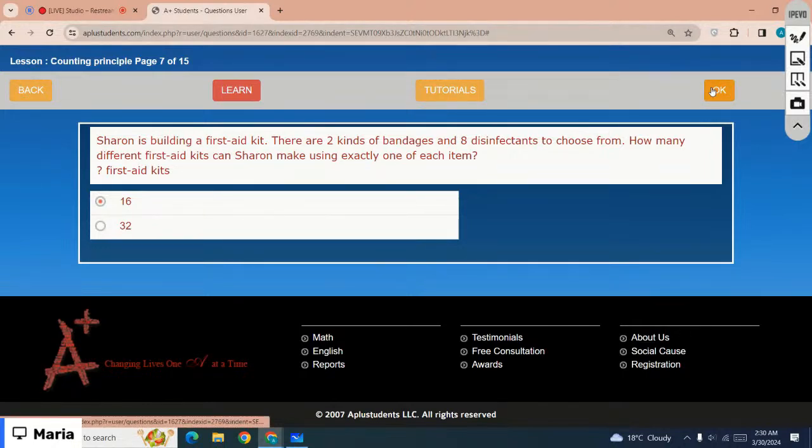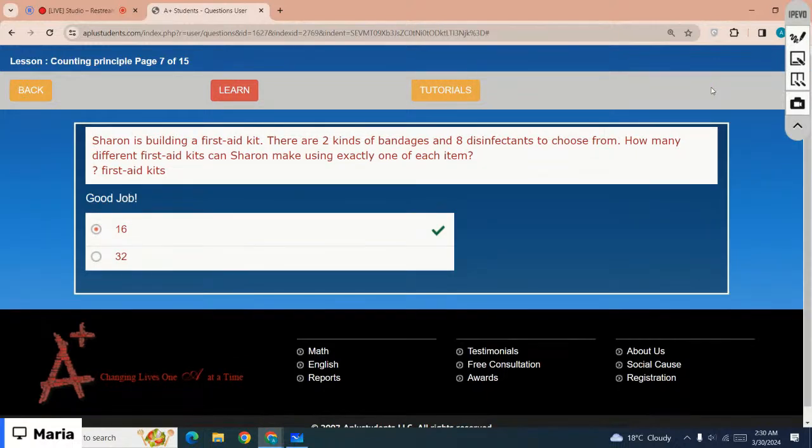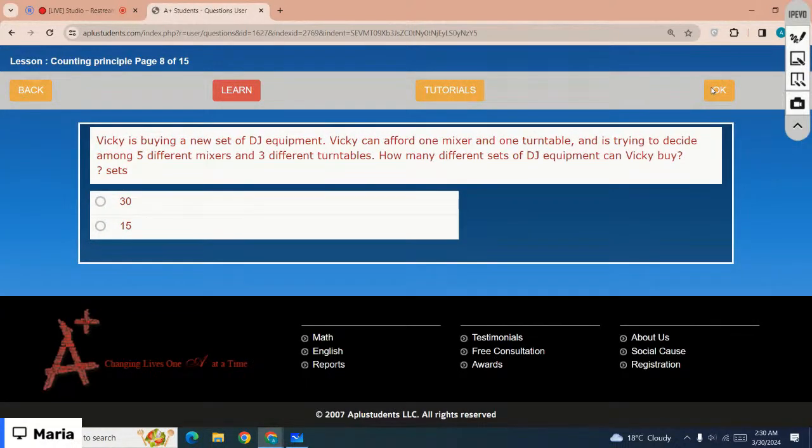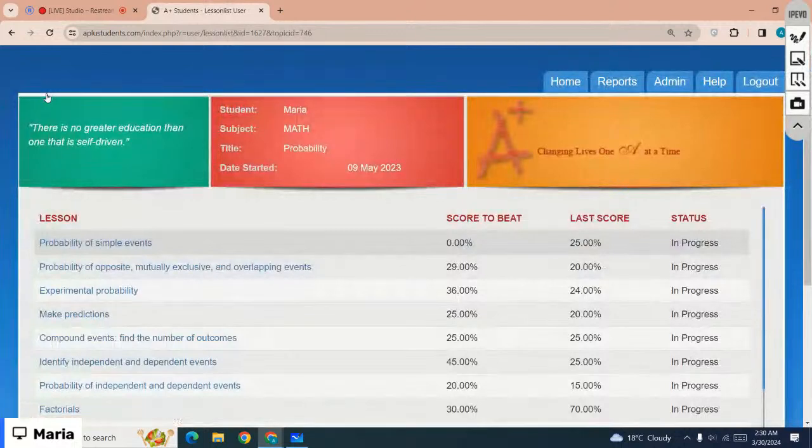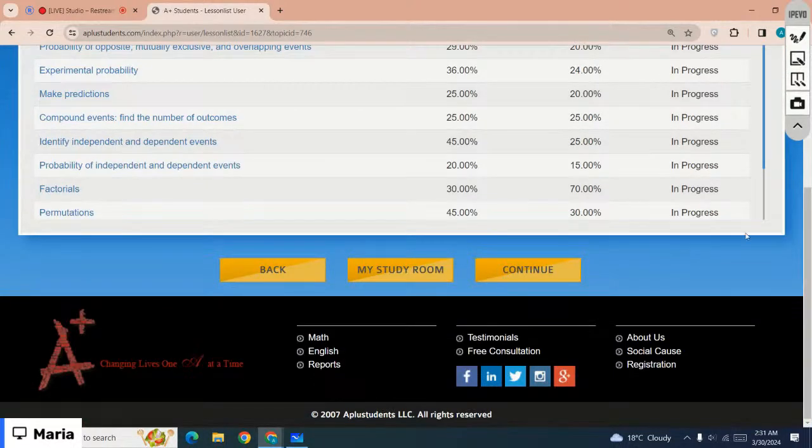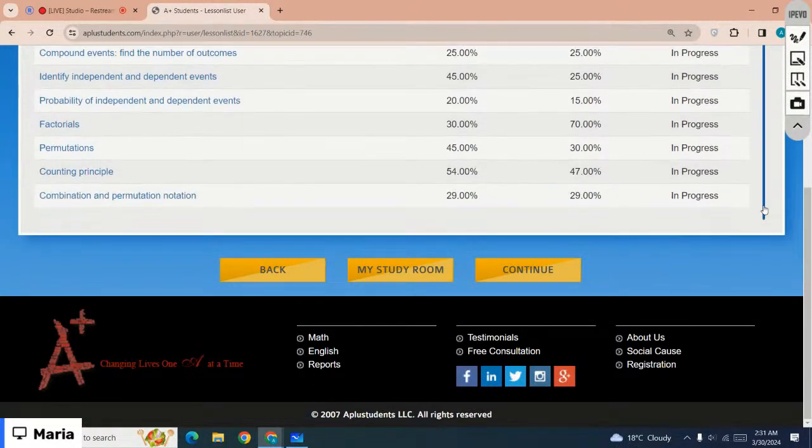Okay, you can complete the lesson by yourself later today. Let me just move on to the next lesson. The next lesson is the last lesson from the chapter on probability, right? That is combination and permutation notation.